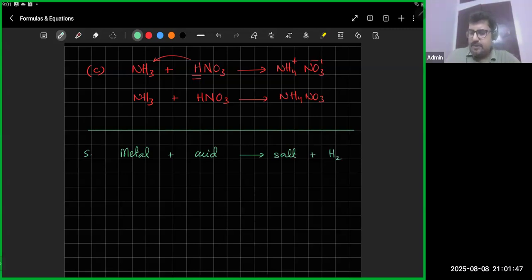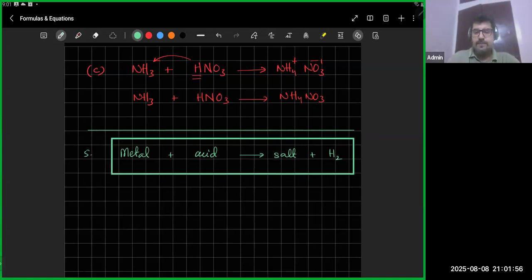Okay, so it produces salt plus H2 gas, and so that's my fifth equation. Now in this equation, the first thing is that it's not a redox equation, so it's not an acid base, and I'm going to explain why. So it's not an acid-base reaction.